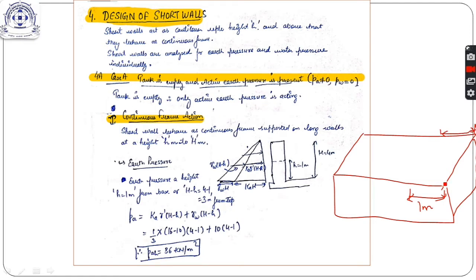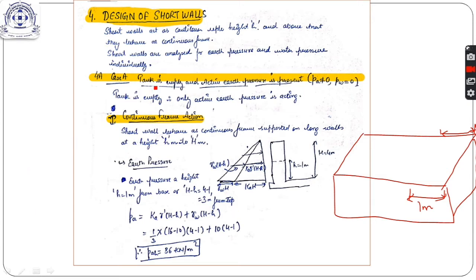So this is the major difference. The short wall is getting some support, hence it cannot be a cantilever up to full height, as the upper portion is getting some support. So it is assumed that the short wall is acting like a cantilever up to a certain height, small h, and above that it is undergoing continuous frame action. So we analyze this short wall as a continuous frame on the top portion and cantilever on the bottom portion for different cases.